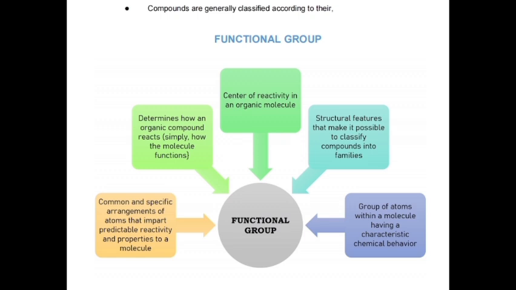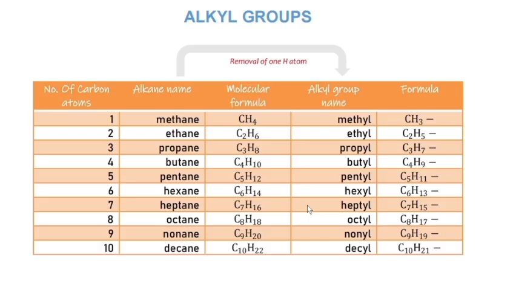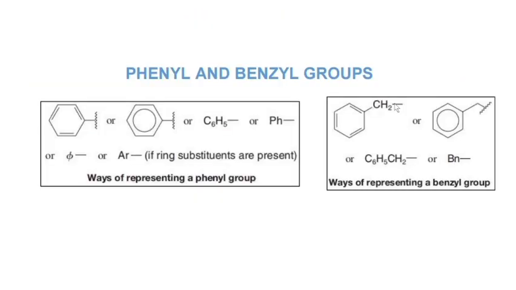So before we do that, we need to think about what sort of atoms can be joined to these functional groups. We are going to move to learning about alkyl groups and phenyl and benzyl groups.